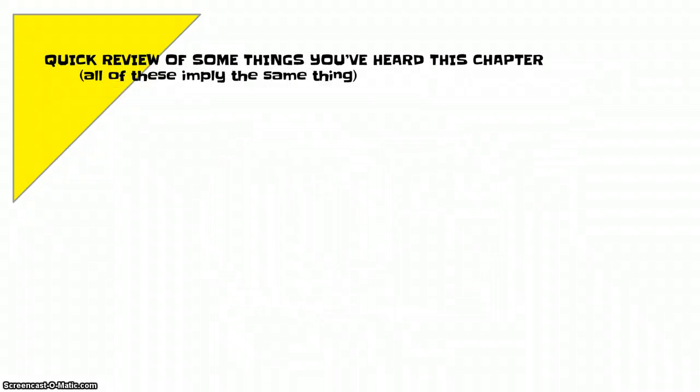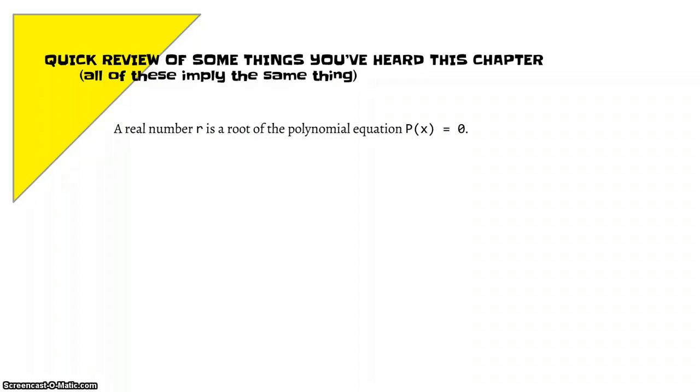First of all, a lot of the same ideas have been coming up, but in totally different ways. So I want to take you through a quick review of some things you've heard this chapter. All of these actually imply the same thing. So the first one is, a real number r is a root of the polynomial equation p of x equals 0. We've talked about how to find roots, right? And roots are solutions. They're numbers that make the function equal 0. That means the same thing as saying that if you evaluate the polynomial at r, it will equal 0, right? If you plug in r, the answer is 0.